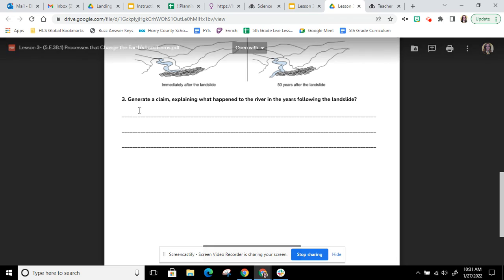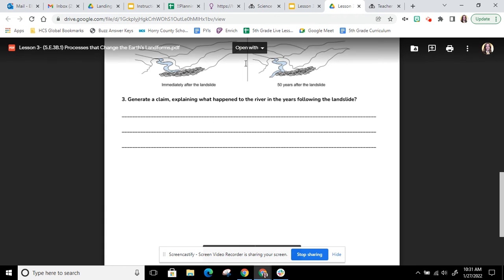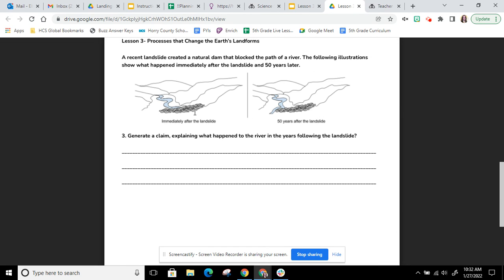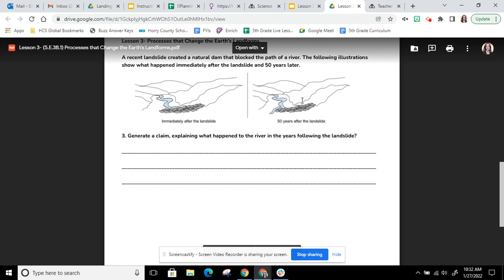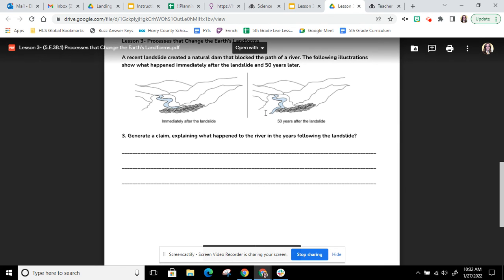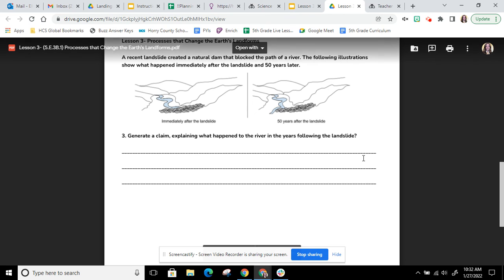So number 3, generate a claim explaining what happened to the river in the years following the landslide. So you're going to need to compare what happened immediately after the landslide and what happened 50 years later. So you're going to compare these two, not the two questions, sorry, the two pictures. I apologize for this.